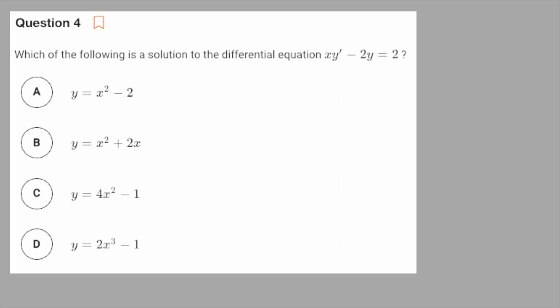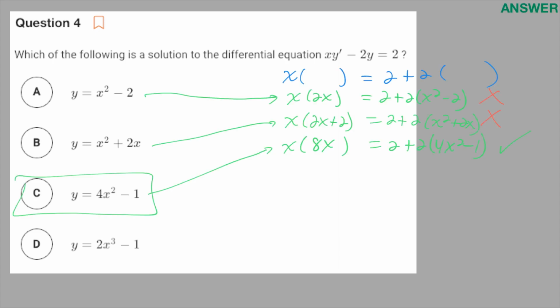Next one is solving a differential equation, probably just by substitution. So there's a couple different ways of doing this. I don't know if this is the most efficient way, but I moved the 2y to the other side, and then found y prime for each of these functions. So x times y prime is 2 plus 2 times y. So finding y prime is pretty quick. It's just 2x. Substituting y, which is x squared minus 2 over here, you can simplify this in your head and realize that it doesn't work.